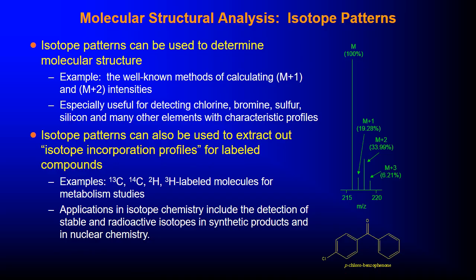Molecular structure analysis: isotope patterns. Isotope patterns can be used to determine molecular structure. For example, the well-known method of calculating M+1 and M+2 intensities is especially useful for detecting chlorine, bromine, sulfur, silicon, and many other elements with characteristic profiles.